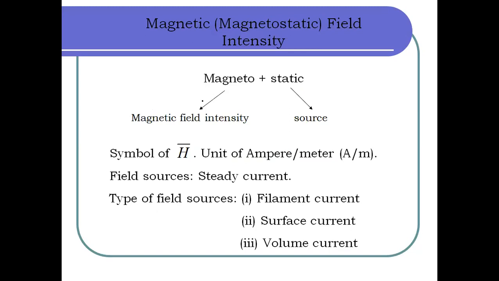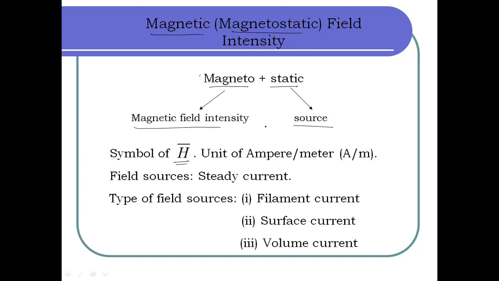So this is the introduction, a short explanation about the magnetostatic field, or in short, I just call this a magnetic field. It's understood that when I say magnetic field, it means the magnetostatic field intensity also. The word magnetostatic comes from two different words: magneto, which stands for the magnetic field intensity, and static, which stands for the source itself. The symbol for the magnetic field intensity is the vector H, and the unit for it is ampere per meter.